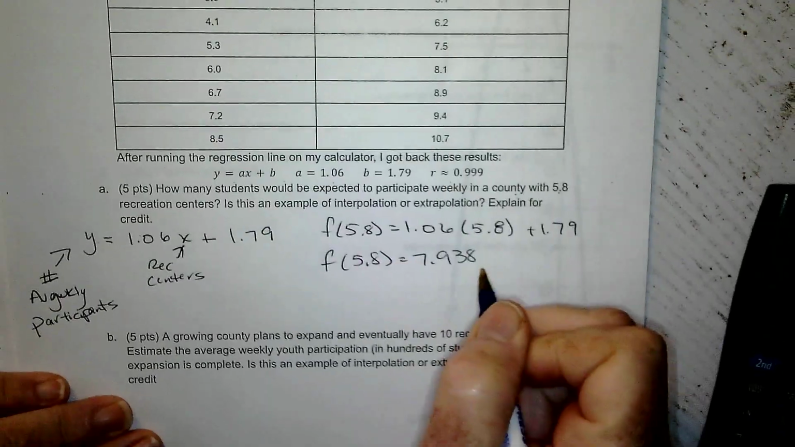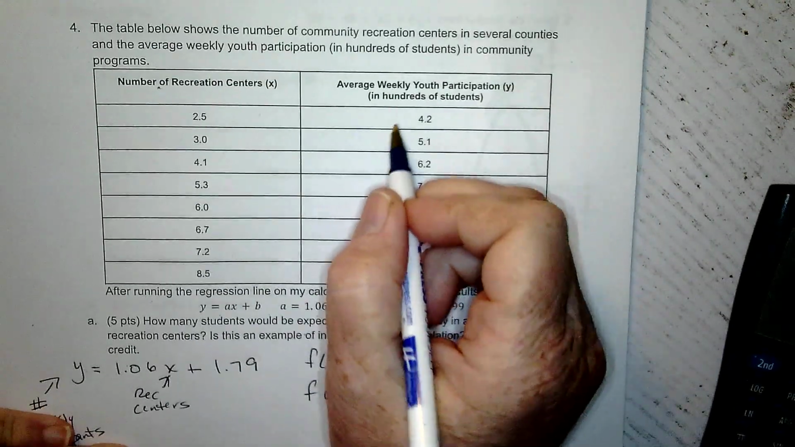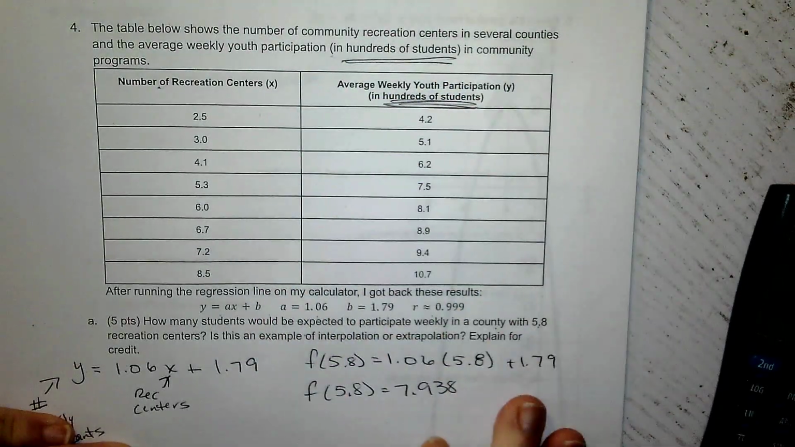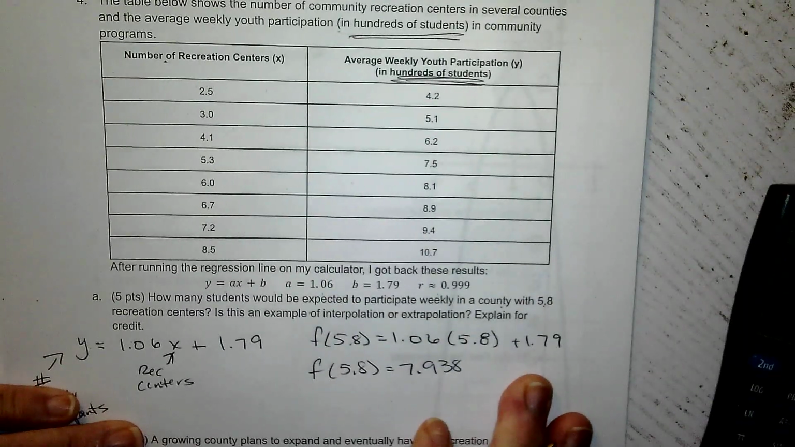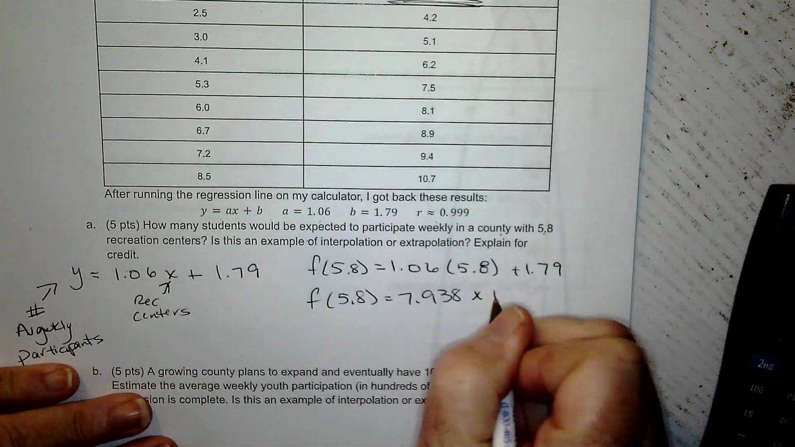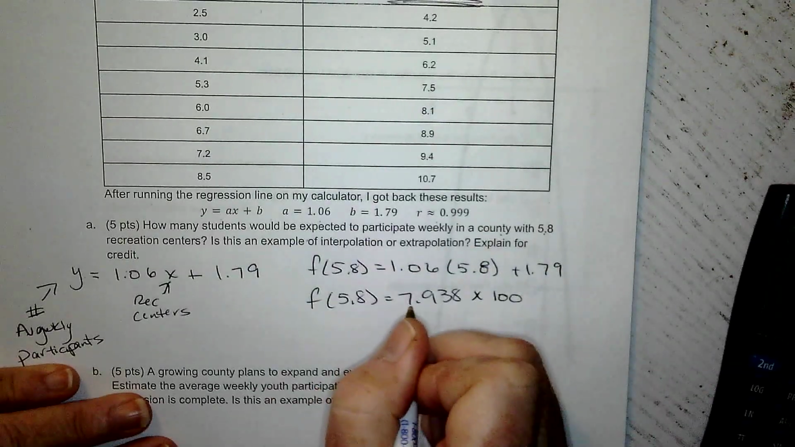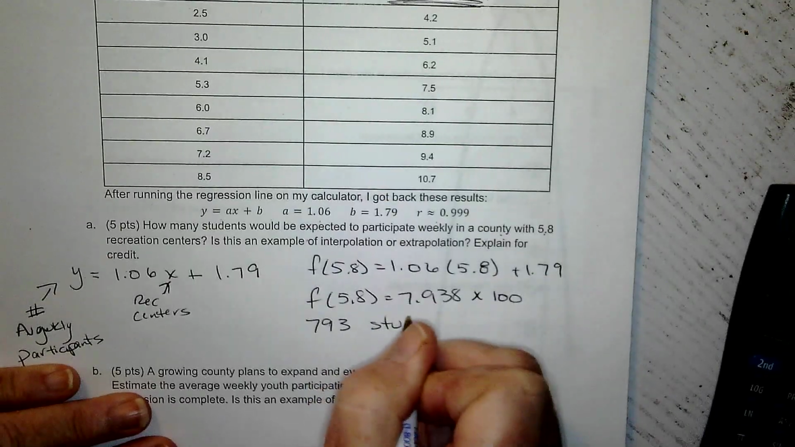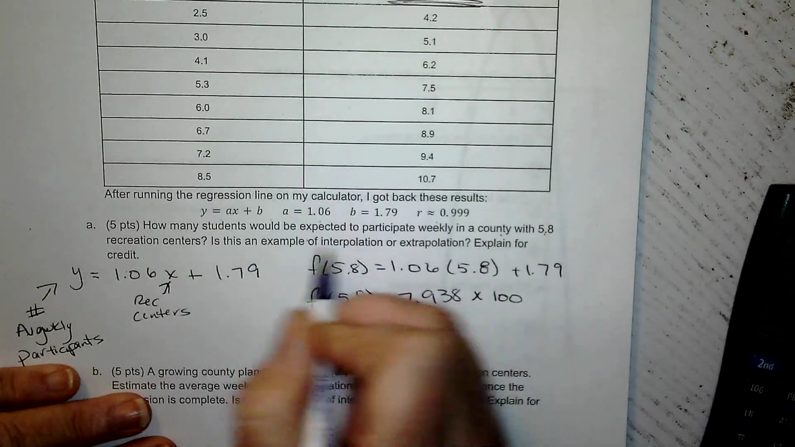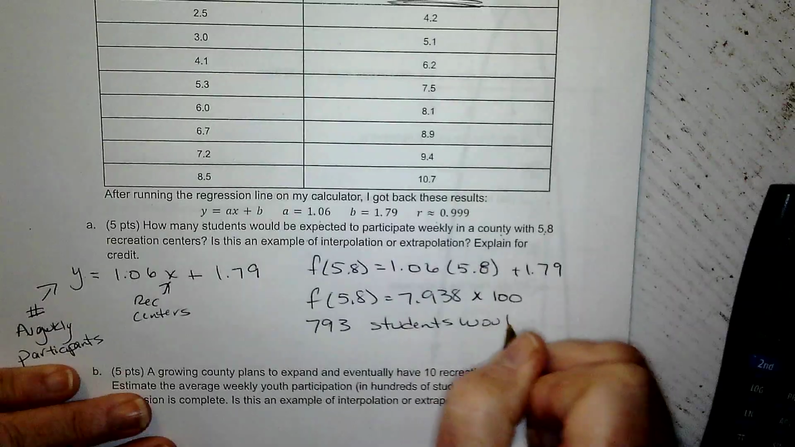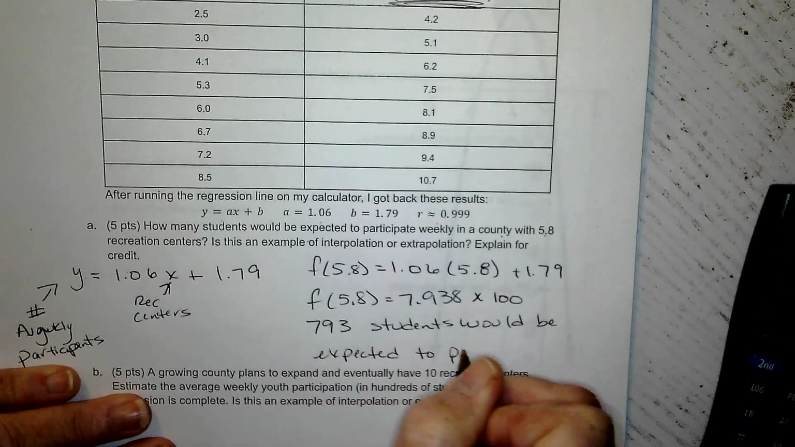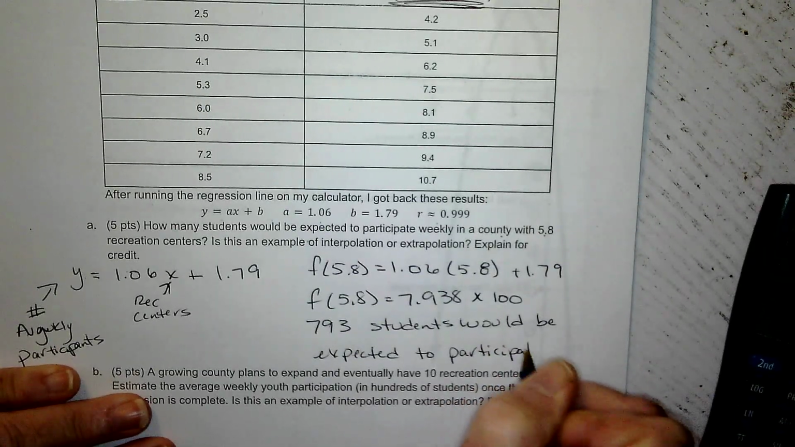So what does this mean? They were wanting to know how many students. Well, I put it in multiple places. I was trying to catch you, let you know, hundreds of students. I wrote it a couple of times. You have to multiply this times 100 to find out how many students. So that would be 793 students would be expected to participate. And you could say weekly if you want to, it's your call.